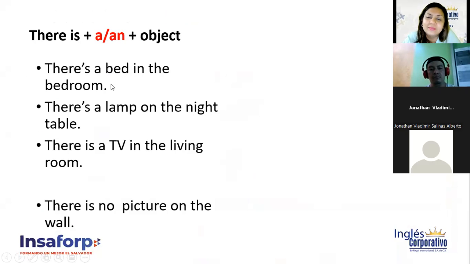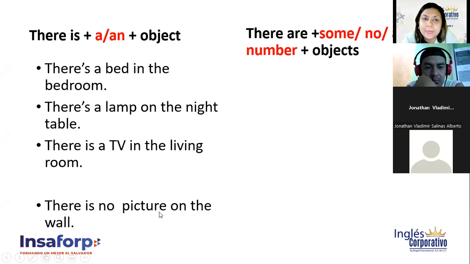Hay una cama en la habitación. There's a lamp on the night table. Hay una lámpara en la mesa de noche. There is a TV in the living room. There's a TV in the living room. There is no picture on the wall. También podemos usar el there is con no para decir que no hay. There is no picture on the wall. No hay una pintura en la pared.